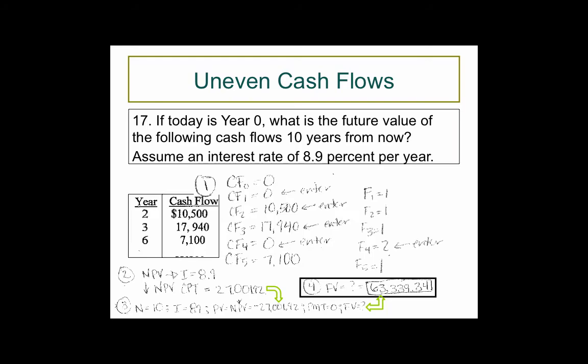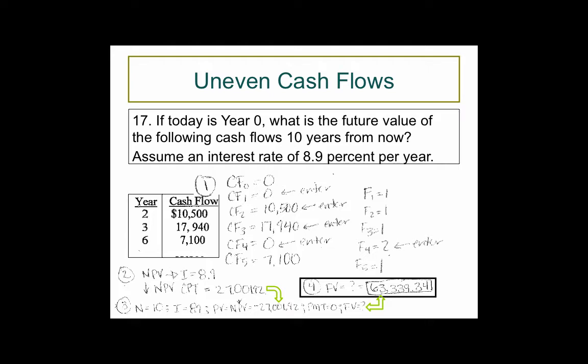Okay, looking at number 17 on your test guide: if today is year 0, what is the future value of the following cash flows 10 years from now? So we're now looking at the net future value in year 10. Assume an interest rate of 8.9% per year. So once again, you'll do it very similar to what you did last time. However, if you notice, you're not going years 1, 2, 3, 4. This time you're going years 2, 3, and 6. So there's some years there where nothing happens. Well, you don't want to confuse the calculator, so make sure that for those other years you put 0.